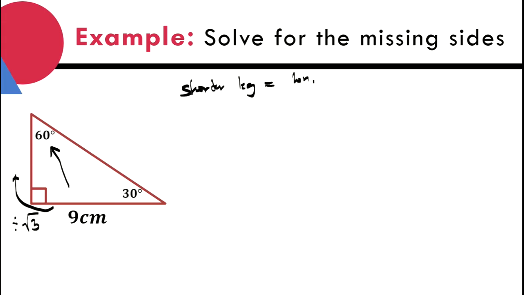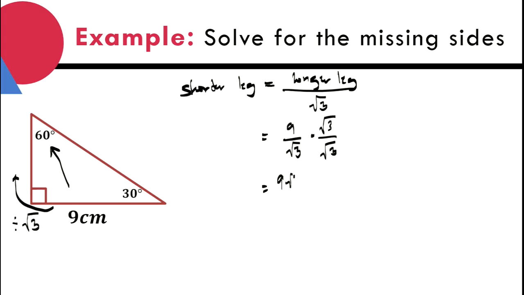So we have longer leg divided by square root of 3. Longer leg is 9 over square root of 3. This expression is not yet simplified because again we have a radical in the denominator. So multiply both numerator and denominator by square root of 3 to remove the radical.